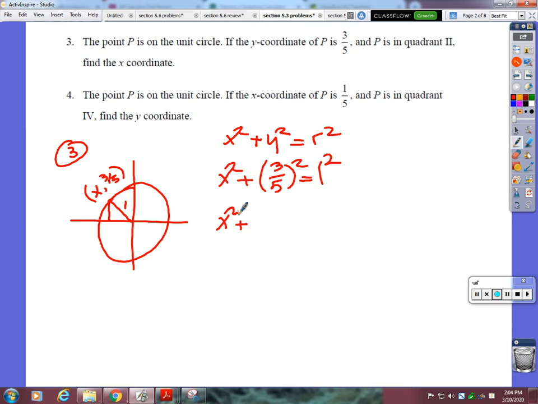X squared we don't know, so I'm going to leave that as x squared. 3/5 squared is 9/25, and then 1 squared is 1. So now, if I subtract 9/25 from both sides, x squared equals 16/25. And so x equals plus or minus 4/5. How can we tell from where the point is whether it's plus or minus? Good. Since it's in the second quadrant, that means x has to be negative. Okay, excellent. So that means that the answer is x equals negative 4/5. Okay?